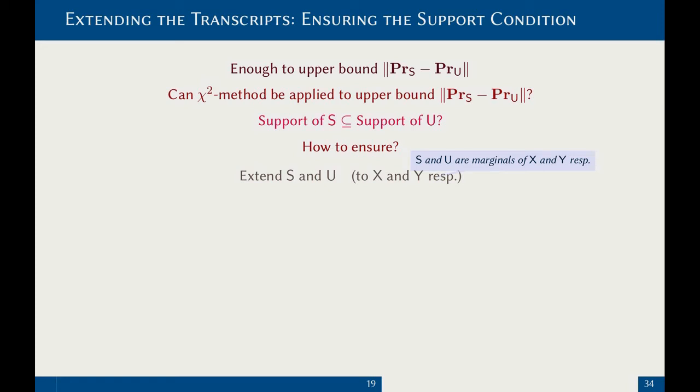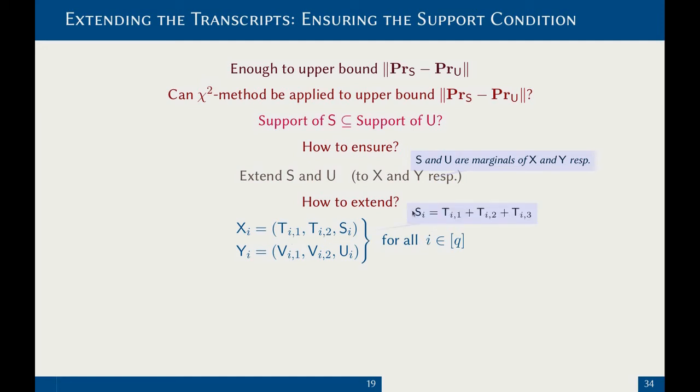So, here S and U become marginals of X and Y. How do we extend this? For each i in Q, we make X_i equal to this triple T_i1, T_i2, S_i, where S_i, as we have made it, is exactly equal to T_i1 plus T_i2 plus T_i3, and Y_i equal to V_i1, V_i2, U.